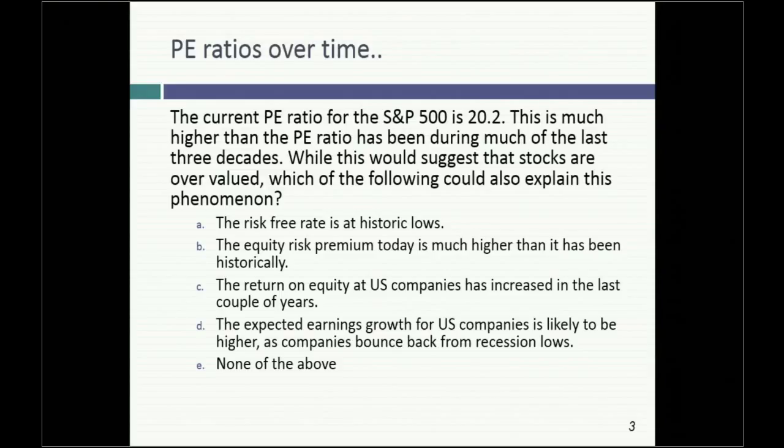Okay? In fact, Schiller has a normalized PE. It's around 17, and this number is at 20. So you can use every variation. I'll concede up front, PE ratios today are higher than they've been historically. That's a fact. Let's not debate that. Now, it could mean, of course, that stocks are overvalued, which is the leap that most people seem to make right after they make that comparison. PE ratios are high, therefore stocks must be overvalued.